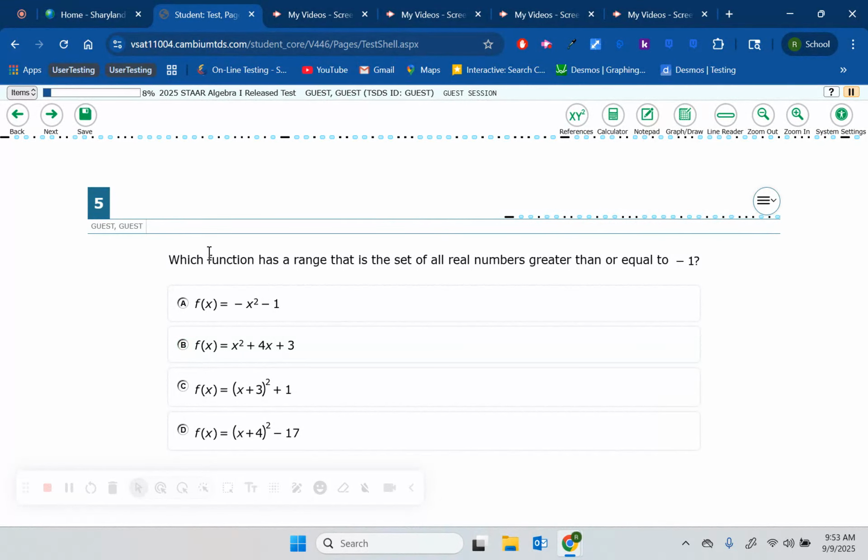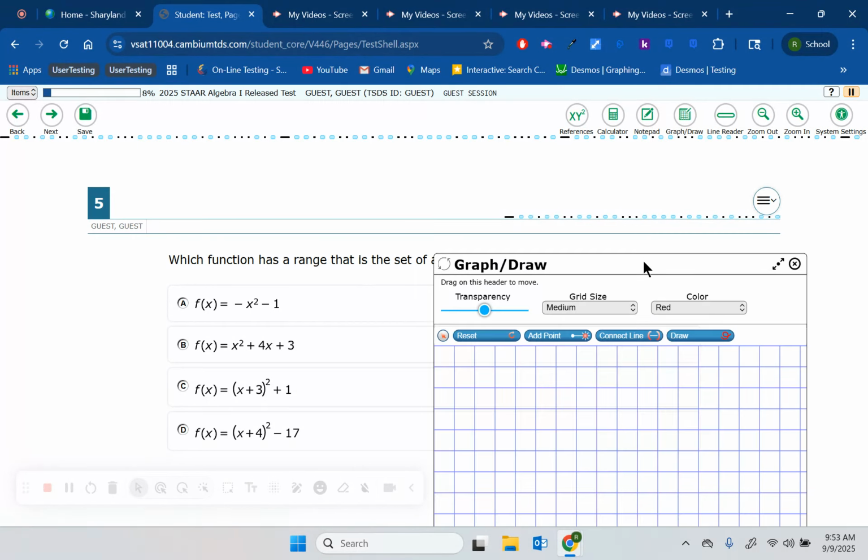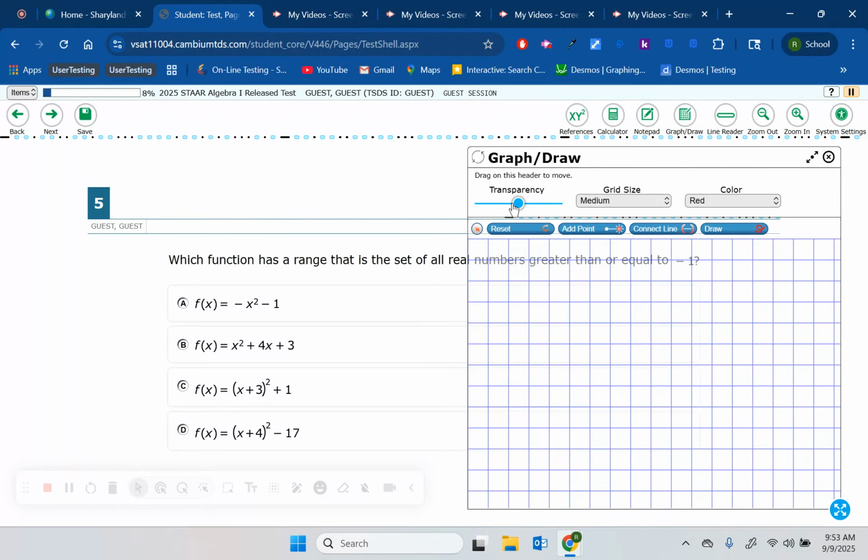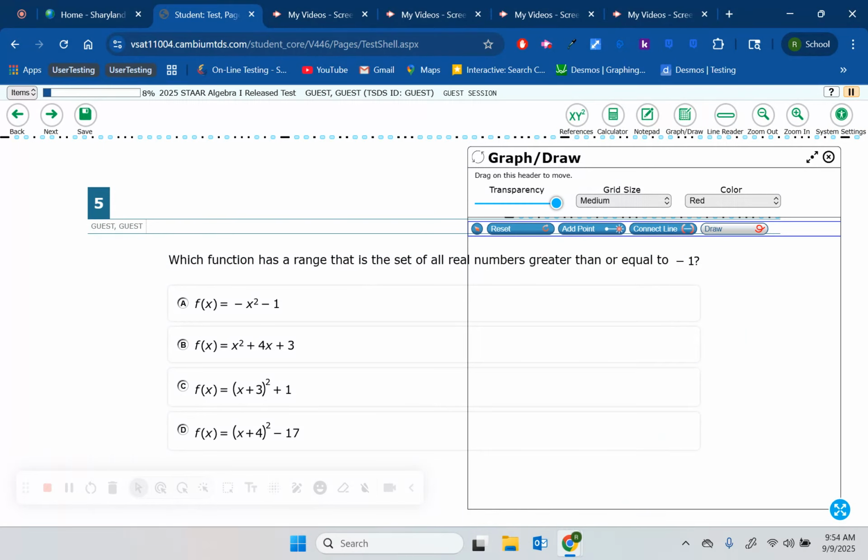Okay, so which function, in problem number 5 now, which function has a range that is a set of all real numbers greater than or equal to -1? Range. So here we have to know what the range means. If I give you a graph and I say, hey, what does your graph look like? It's one of these, and the range are your y values, right? So where is this going on the y?